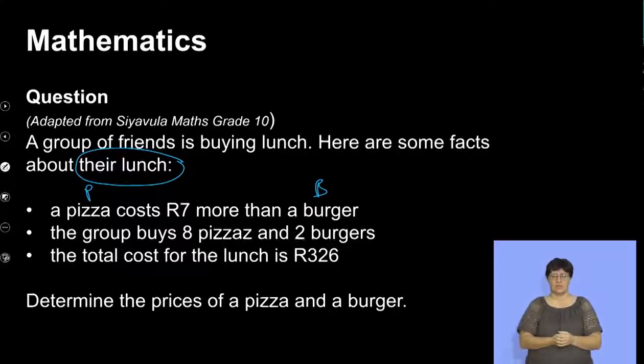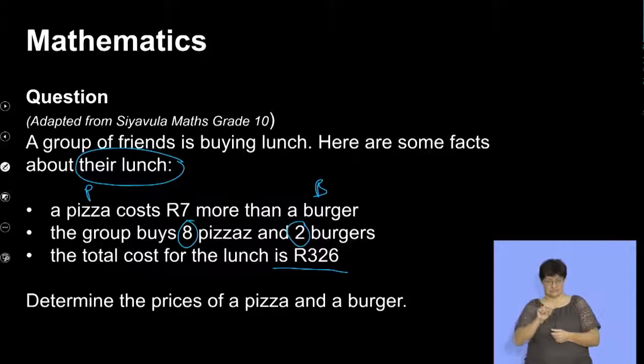Now, a pizza costs 7 Rand more than a burger. So if a burger is 20 rand, then a pizza will be 7 rand plus the 20 rand. The group buys a total of 8 pizzas and 2 burgers. The total cost is then 326 rand. We need to find the price of a pizza and of a burger.